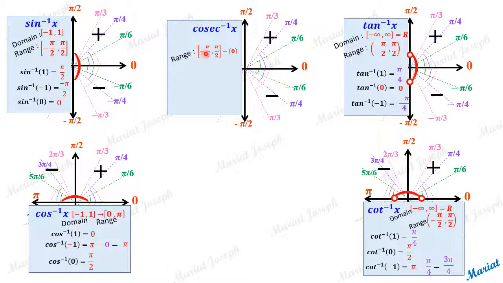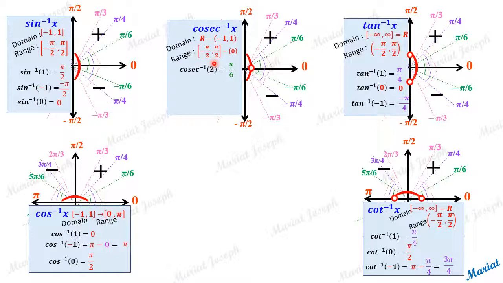So the domain for cosec inverse will be the complete real numbers minus this interval. But when you subtract the interval, don't subtract the closed interval. If you subtract the closed interval, 1 and minus 1 will also go. But that should be included in the domain of cosec inverse x, because cosec inverse 1 is possible, cosec inverse minus 1 is possible. So don't delete it. This is the domain, this is the range.